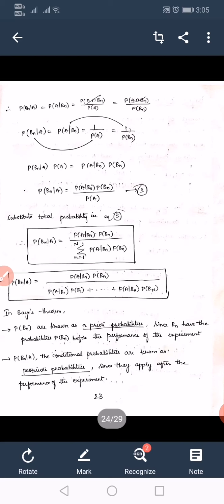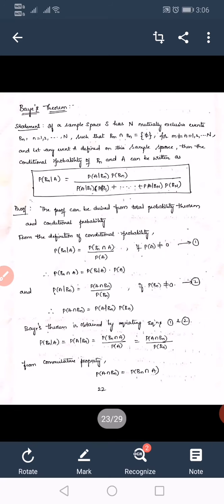And posterior probability is called conditional probability. Conditional probability means based on the occurrence of the first event, we define another event. So that is posterior probability. Now, for defining the Bayes theorem, let us see the statement.